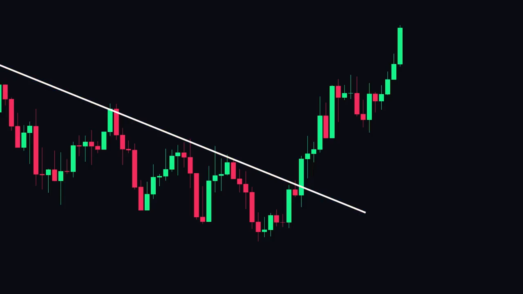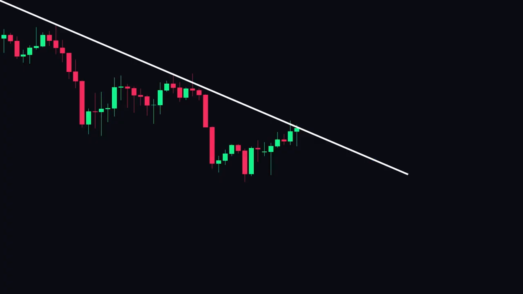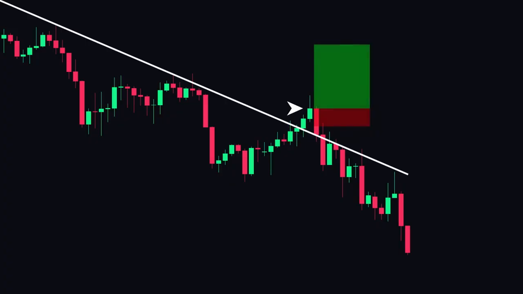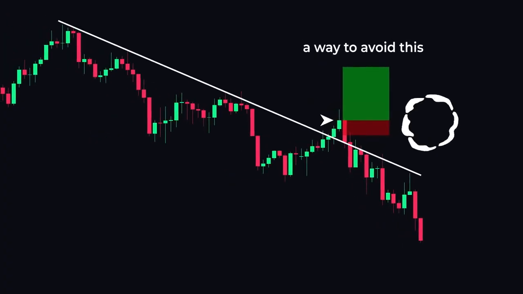However, you can't just blindly enter positions when a trend line breaks, because price could form what's called a false breakout. This is when price breaks a trend line, making you think a trend change is happening, but it reverses back down instead. If you entered a buy position, you'll end up taking a loss. Now, there's actually a way to avoid this.